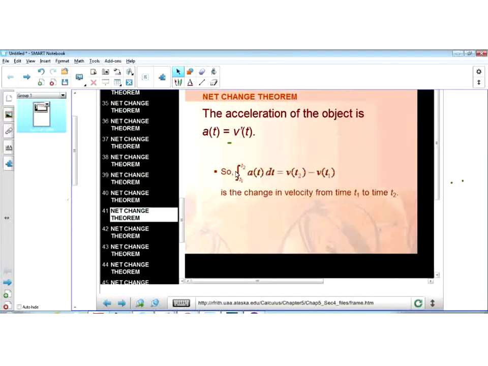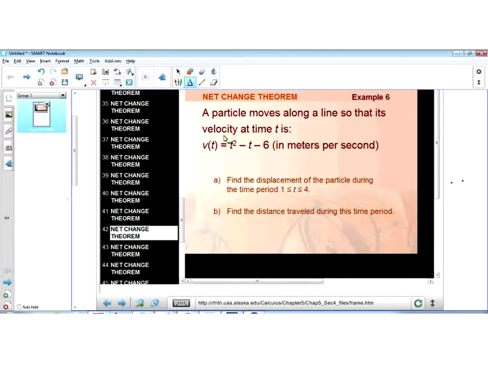So the acceleration of an object, of course, the antiderivative of acceleration is velocity, because the derivative of velocity is acceleration. All right? And so a particle moves, so in this example, okay, so a particle moves along the line so that its velocity is given by this function. We've seen this before. Find the displacement of the particle during the time period from 1 to 4, and then find the distance traveled.